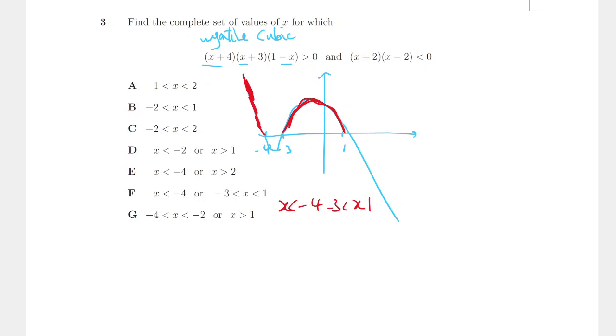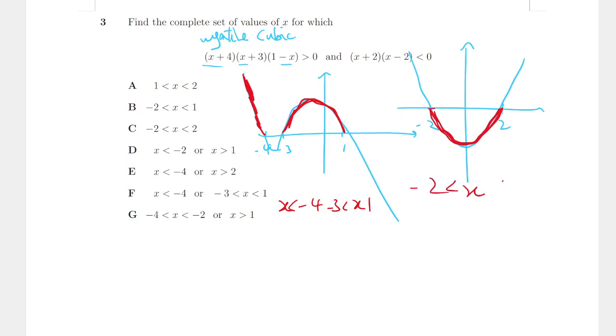Okay, so now let's check the second guy. The second guy is a quadratic, so it's much easier. Again, positive quadratic, where the roots are plus 2 and minus 2. So this and this. Yeah, and then again graph. So I want less than 0, right? I want less than 0. So here, this part of the graph, under the x-axis, less than 0. Good. So then I have x is between negative 2 and 2.